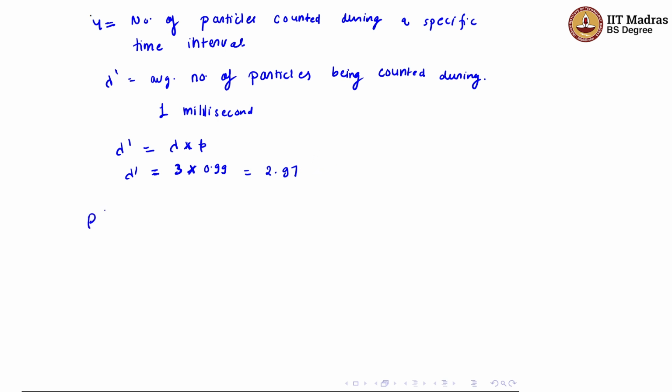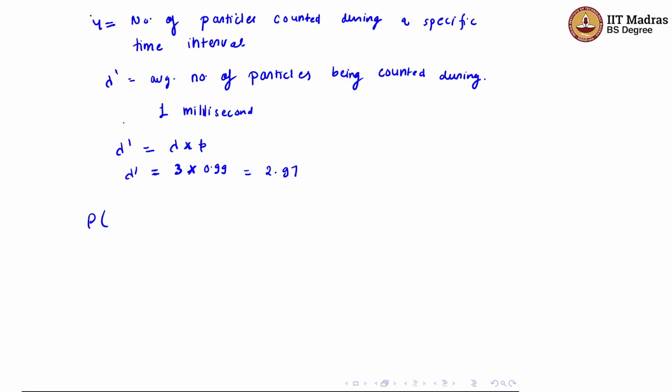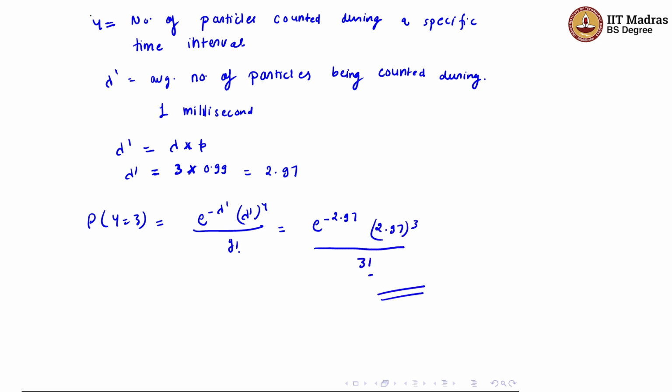Now we can find the probability that the number of particles being counted during our time interval is 3. So y is equal to 3. This probability we have to find. So it will be equal to e to the power minus lambda dash, lambda dash to the power y, divided by y factorial. So e to the power minus 2.97 times 2.97 to the power 3 divided by 3 factorial. So this is our answer.